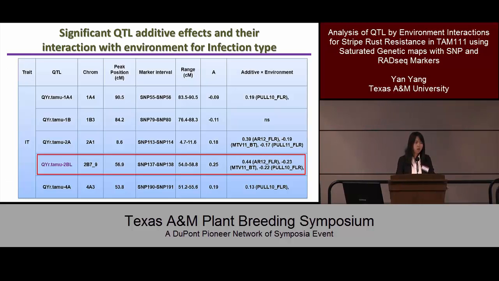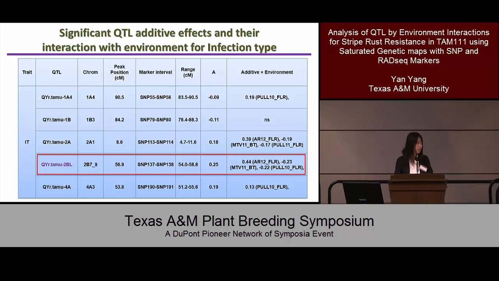When we combined all the environment data, we came out with these tables. This table just shows the trait infection type. Here we can see the major QTL 2BL shows again. Several negative numbers in column A mean this QTL is derived from the female parent, and you can see our major QTL has a significant interaction with the environment for the infection type.